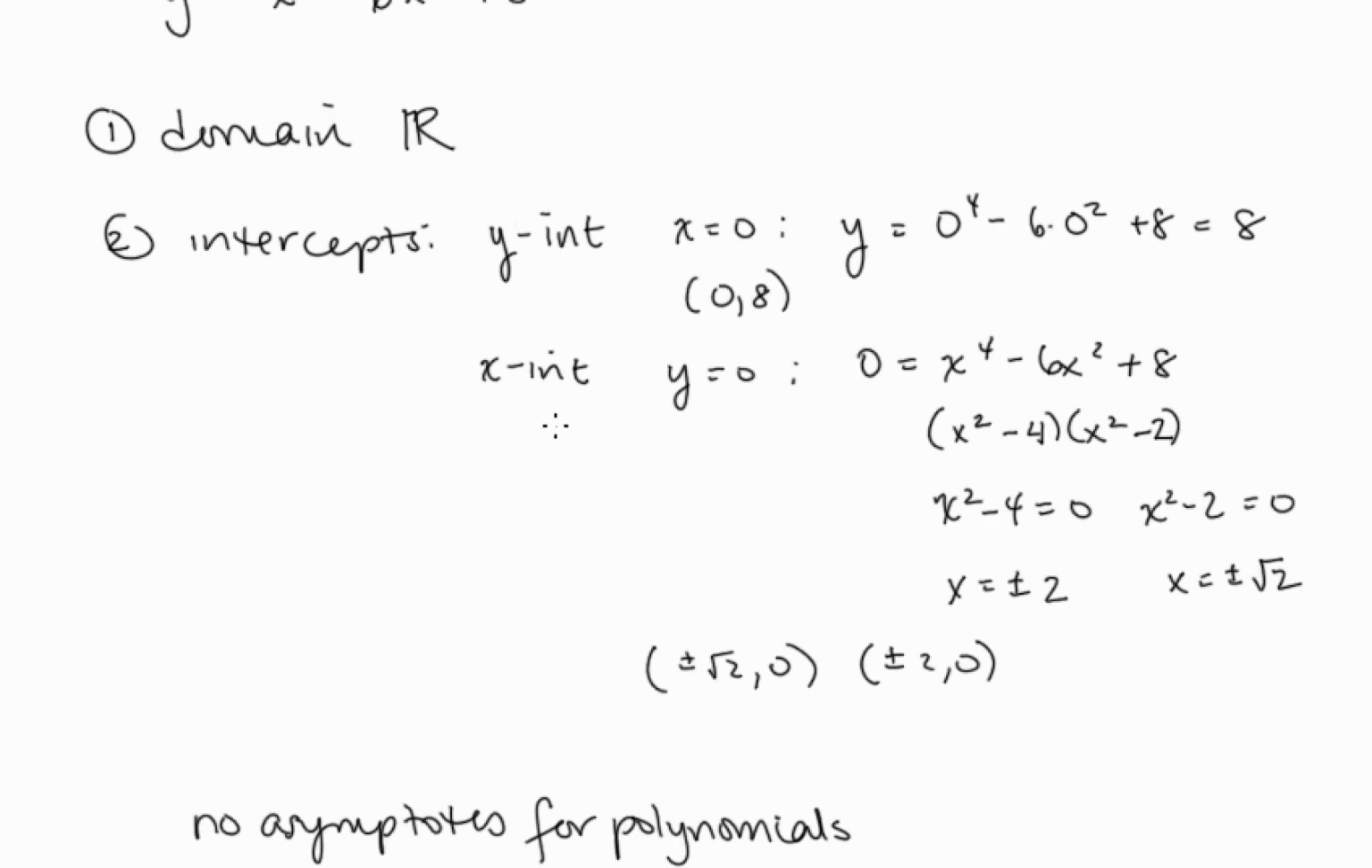For our x-intercepts, we set y equal to 0, and we have 0 equals x to the fourth minus 6x squared plus 8. Factoring here, we have (x squared minus 4)(x squared minus 2). Setting both of those equal to 0, we get x equals positive or negative 2, or x equals positive or negative radical 2. So our x-intercepts for the graph are (±radical 2, 0) and (±2, 0). And notice we have a polynomial, so we know that there are no asymptotes for this graph.